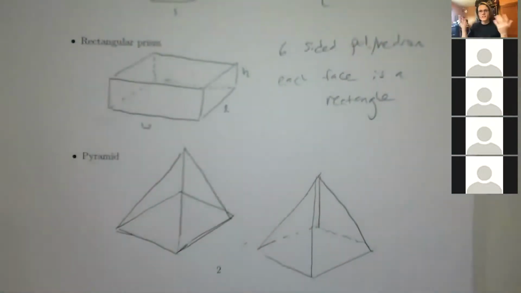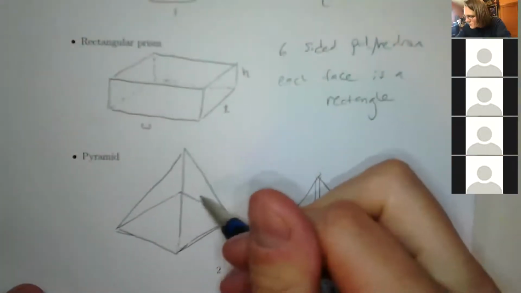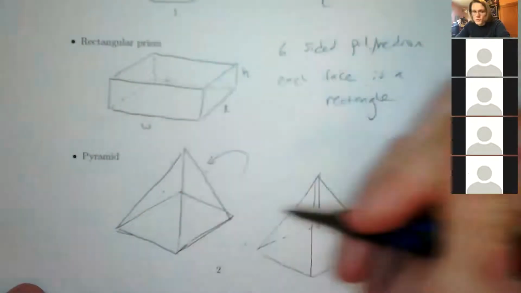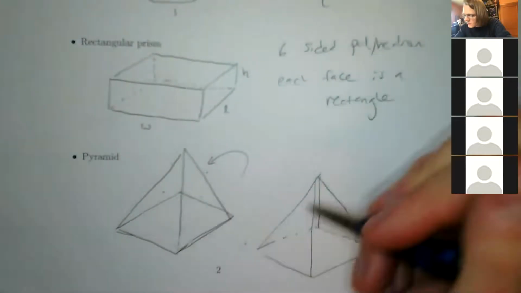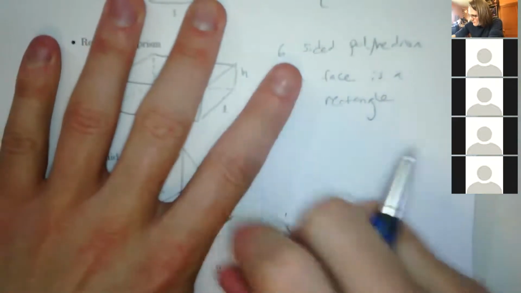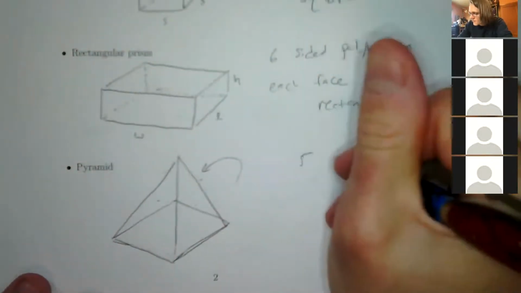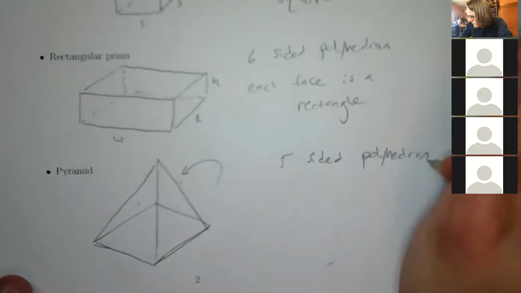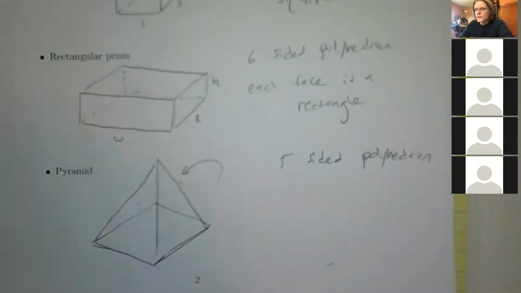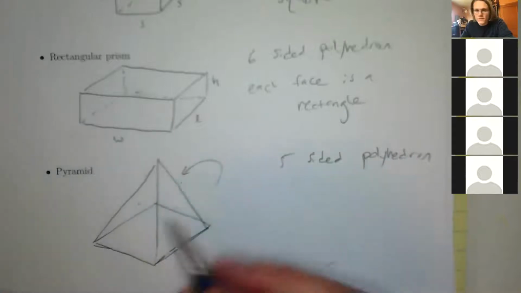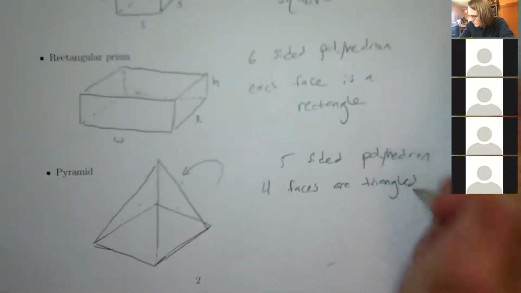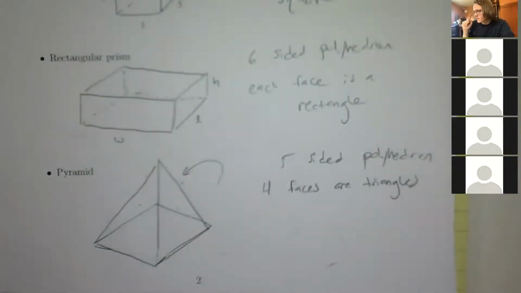Basically, you picture a pyramid, right? I don't have an object that's a pyramid, but you have 1, 2 sides, and then on the other side of this pyramid, you have 1, 2 more. There's 4 sides, and then on the bottom, you have the base. So it's a 5-sided polyhedron. 4 faces are triangles, and 1 face is a square.